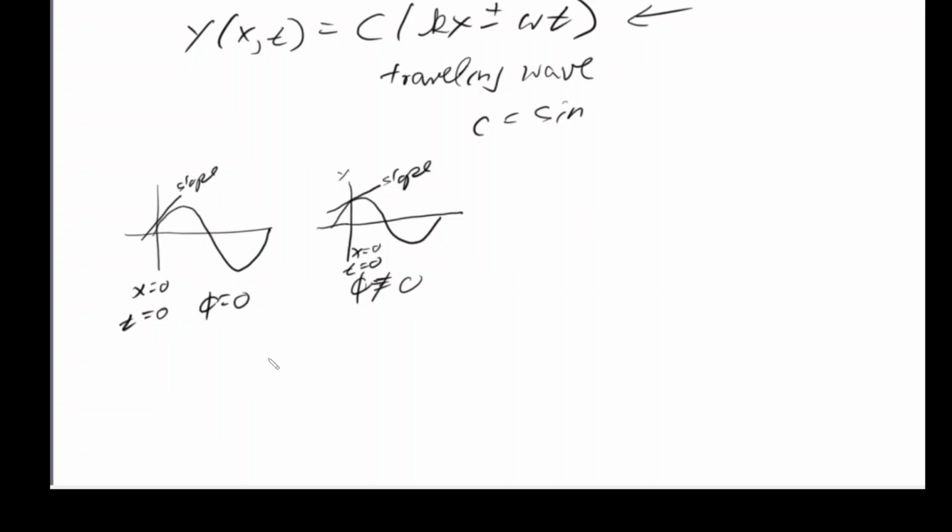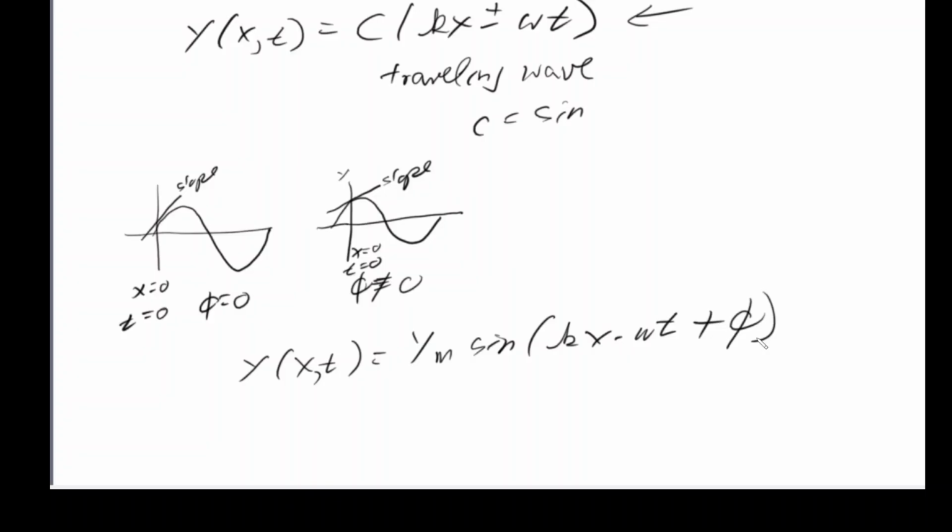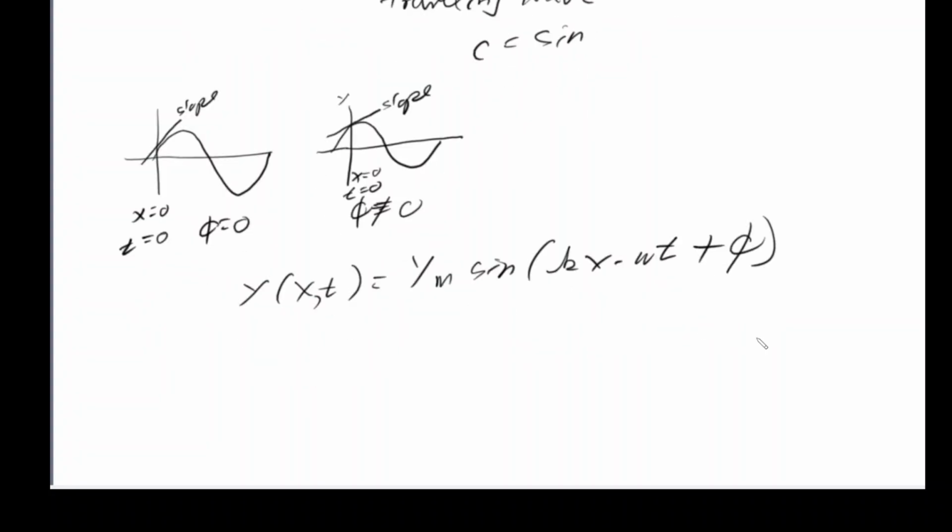So to put that wave function in, we get y of x and t is equal to ym times sine of kx minus omega t plus phi, where phi is the phase shift. And if phi is positive, the wave shifts towards negative x. And if phi is negative, the wave shifts to positive x.